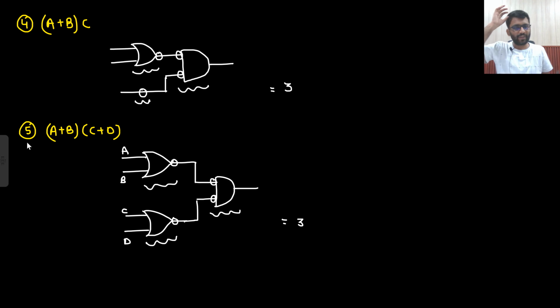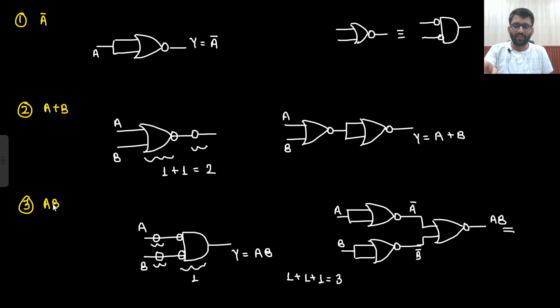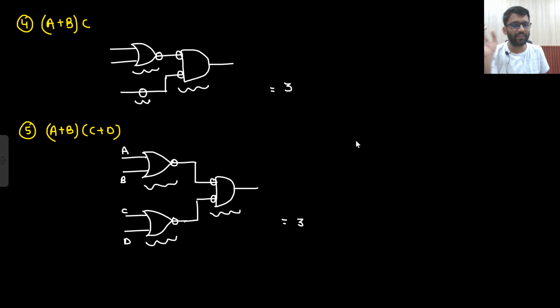So this format we have seen. AB will take me 3. A plus B into C will take me 3. A plus B into C plus D will take me 3. So this is the form that we have already seen now. Okay. Now let's move to the next one.